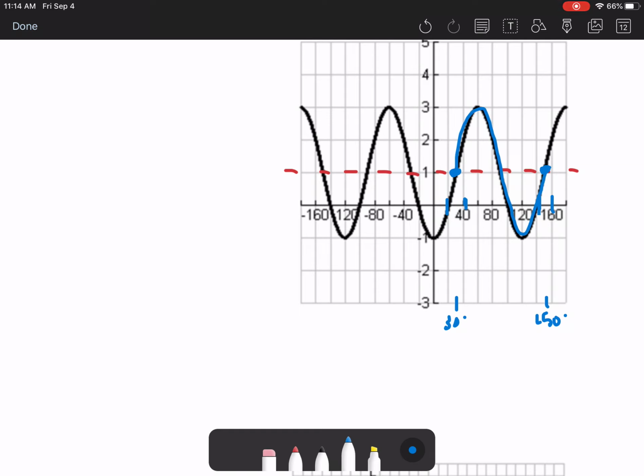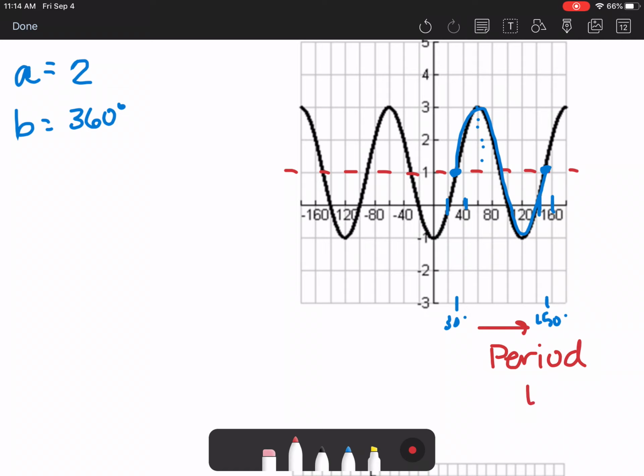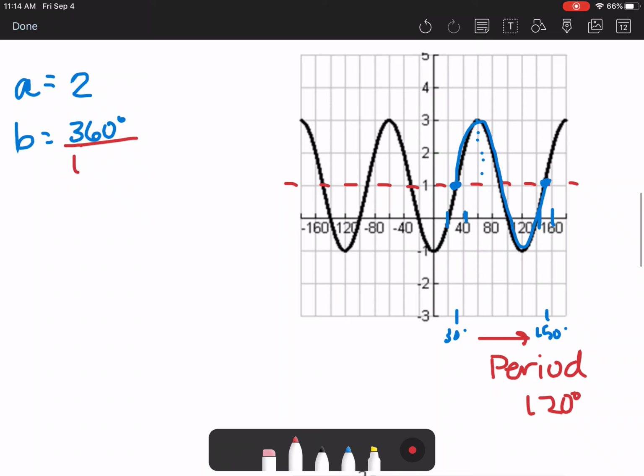All right. So let's start with A. Remember, A is the distance from the midline to the maximum. So that is going to be 2, just like our last problem. Okay, B, normal, our parent graph period is 360. This one, we are going from 30 to 150. So the period of this graph is 120 degrees. So we're going to divide 360 by 120 degrees, and that gives us 3. So B is 3.